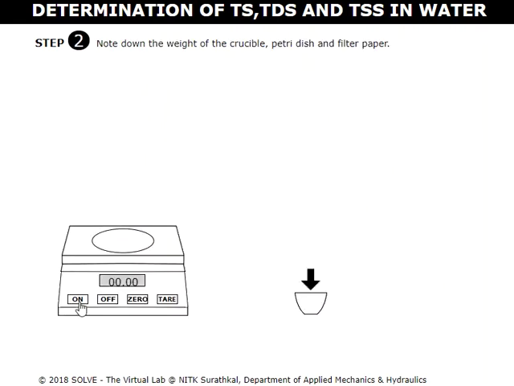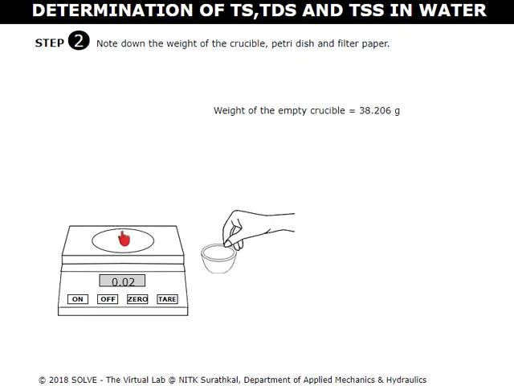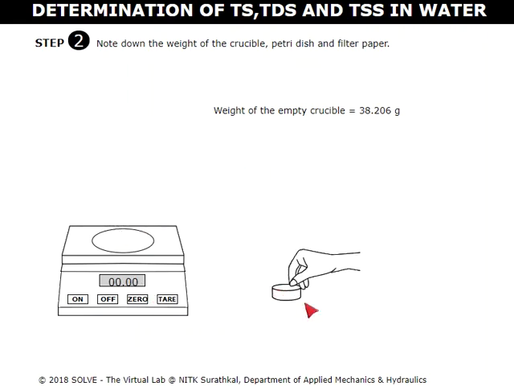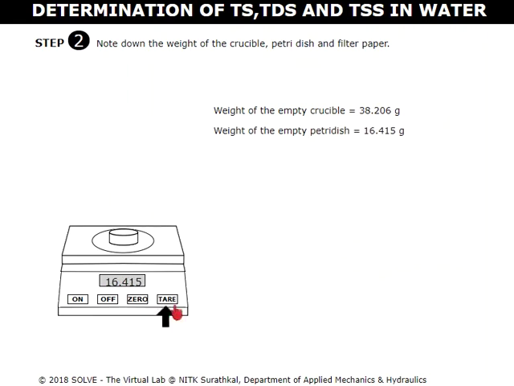Switch on the weighing machine and click on the crucible to place it in the weighing machine. Note down the weight of the empty crucible. Click there to clear the weight. Now click on the petri dish to place it in the weighing machine. Now click the tare to clear the weight.